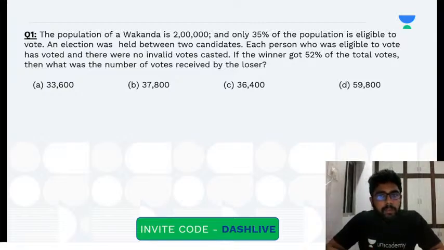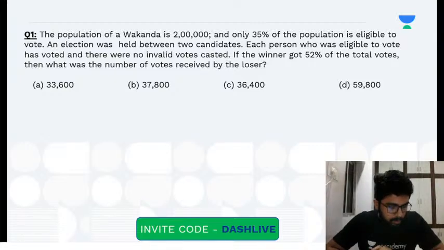Okay, so let's take a look at this question. It's talking about a place, Wakanda. The total population of that place is 2 lakh, and only 35% of the population is eligible to vote. Then an election was held between 2 candidates. Each person who was eligible to vote had voted, and there were no invalid votes. We got an answer C. Okay, let's check. The winner got 52% of the total votes. What was the number of votes received by the loser?